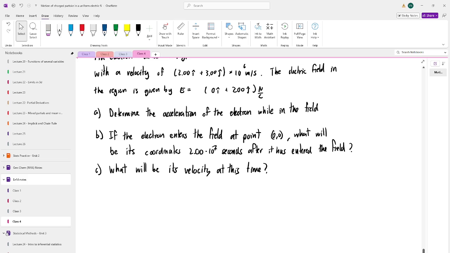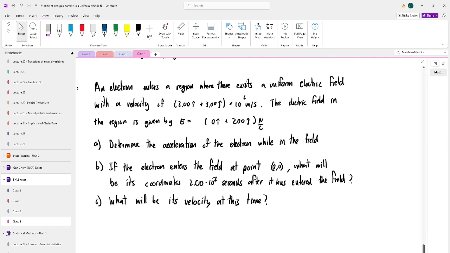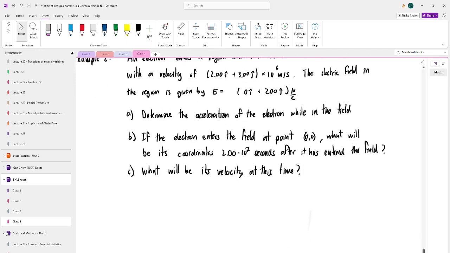But they could instead give us a speed at an angle, for example. So they could say we're moving, let's say, 10 times 10 to the 6 meters per second at 50 degrees from the horizontal. So that would be something like that, right? And then you'd have to compute the x component by saying 10 times 10 to the 6 cos of 50. That's going to be your x component. But we'll deal with that later. All that to say, this form is pretty convenient.